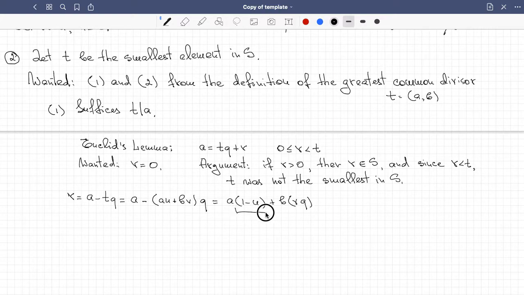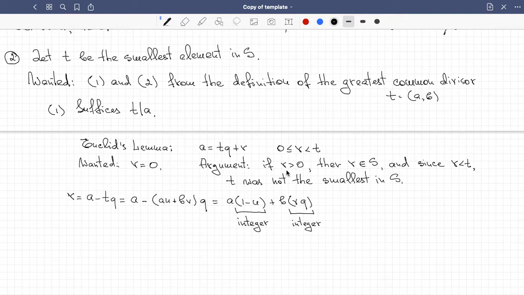A minus U is an integer. 1 minus U is an integer, because 1 is an integer and U is an integer. VQ is an integer, because V is some integer, Q is some integer, and the product of two integers is anyway an integer. So it turns out that R can be written as A times an integer plus B times an integer.